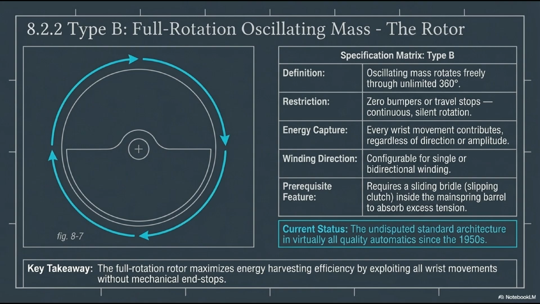However, there is one massive prerequisite feature required for a 360-degree rotor. Because it never hits a physical stop, it will continue to wind the mainspring endlessly as long as the watch is worn. To prevent the mainspring from snapping under infinite tension, the barrel must be equipped with a sliding bridle, a slipping clutch, which we will analyze fully in section 8.4. Today, the full rotation rotor is the undisputed standard architecture in virtually all quality automatic watches.